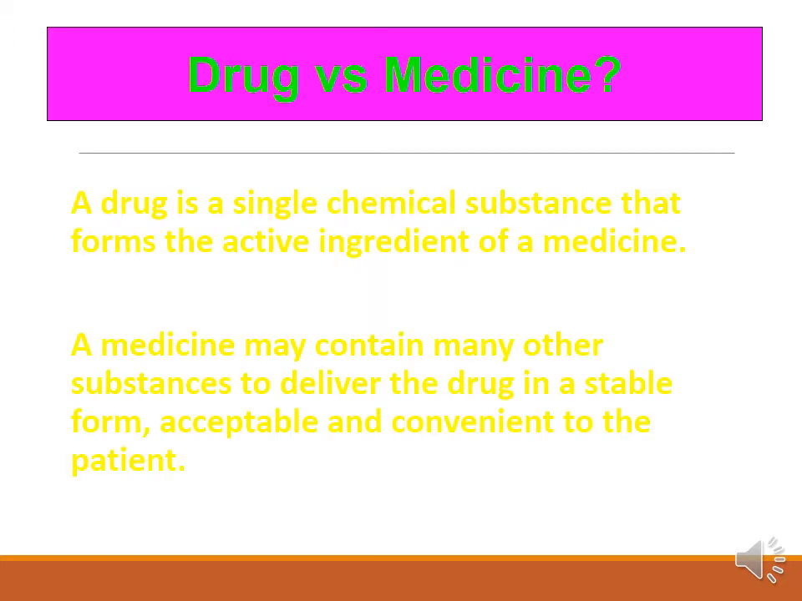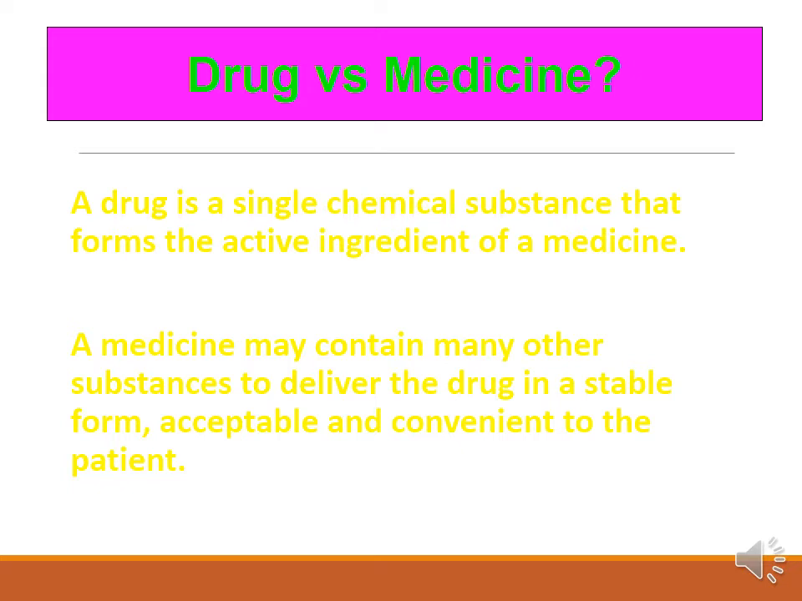What is the difference between drug and medicine? A drug is a single chemical substance that forms the active ingredient of a medicine. We can say that it is a crude form of the medicine. A portion, a chemical substance, that makes the active ingredient of a medicine. Medicine is a complete package and drug is a part of medicine.